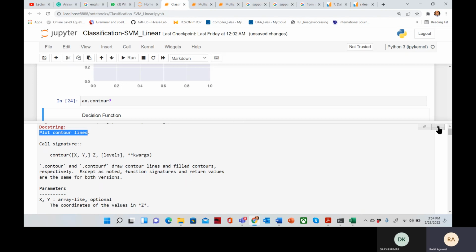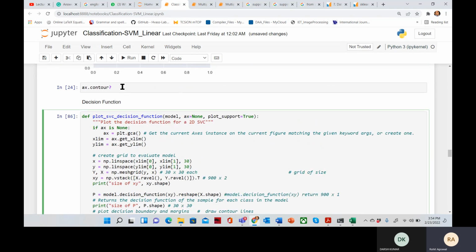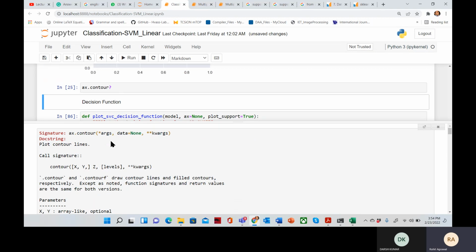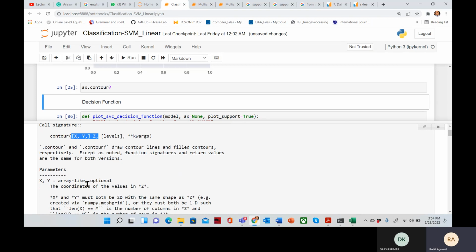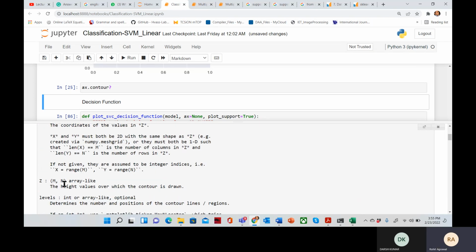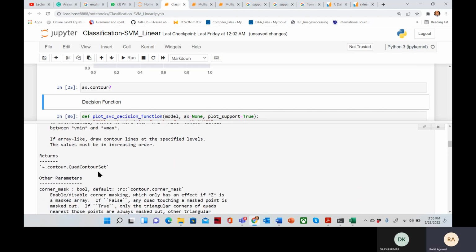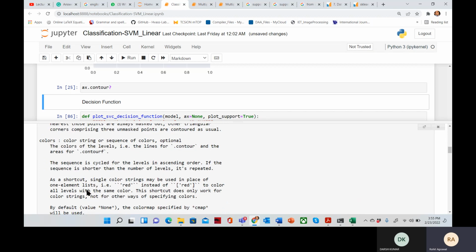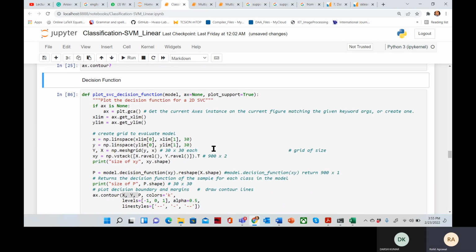Actually these are all used in the plotting. So we are using this contour and we are filling this space x, y, p. Here we saw the parameters required for this: X, Y, and Z. X and Y are the arrays, and Z is the array. It returns a contour, and the other parameters are not required.